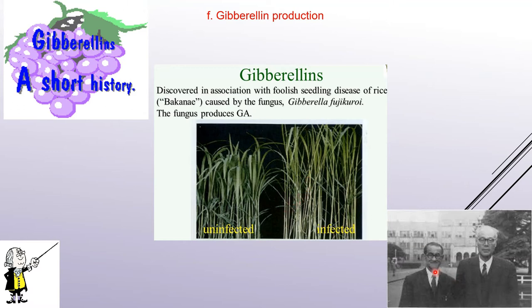So the scientists, that is Yabuta and Sumiki, discovered that it had been infected by a fungus called Gibberella fujikuroi, and from this fungus, gibberellic acid, abbreviated as GA, was basically produced. Finally, they used this gibberellic acid for economic importance, and when they studied further, they came to know that this increase of the height was due to gibberellic acid, and it causes foolish seedling disease of rice called bakanae. Now this gibberellic acid at current point of time is used for the expansion of leaves, for example cabbage, and increase in the length of the stem, and all this is basically due to gibberellin production.